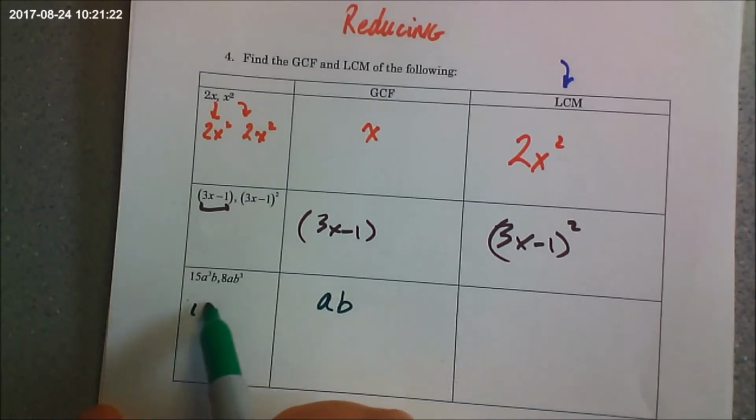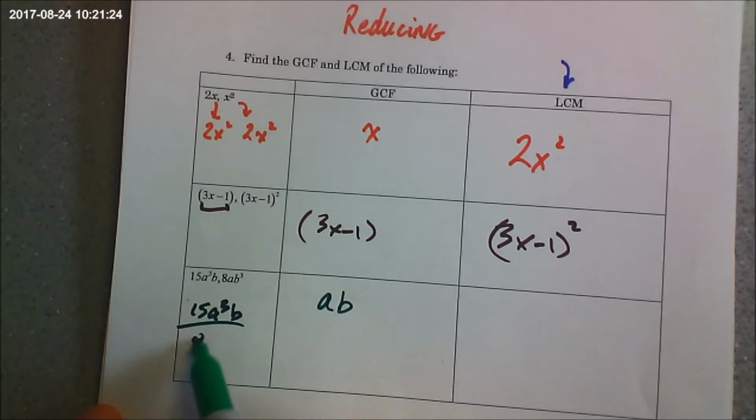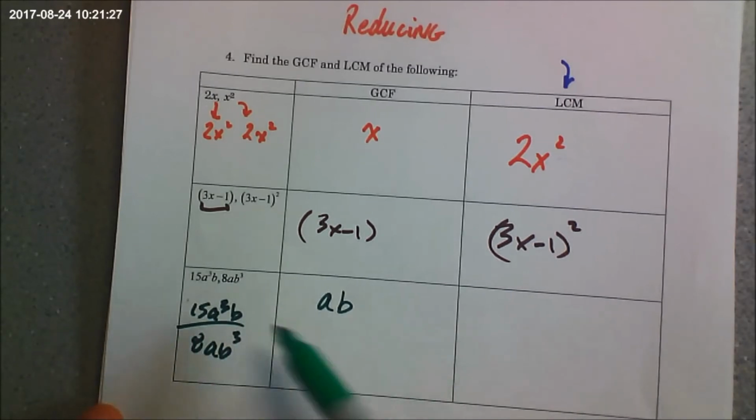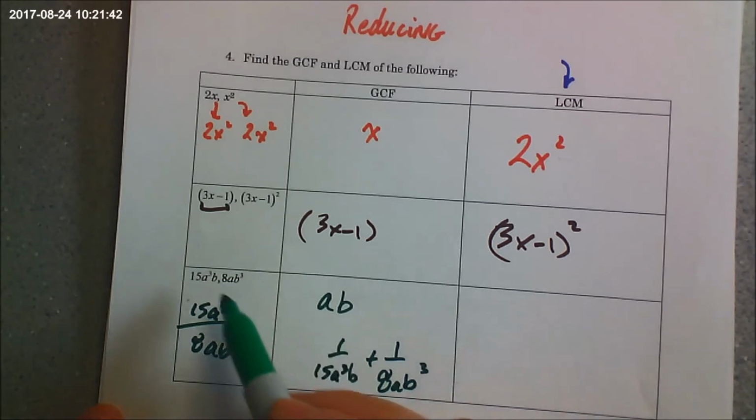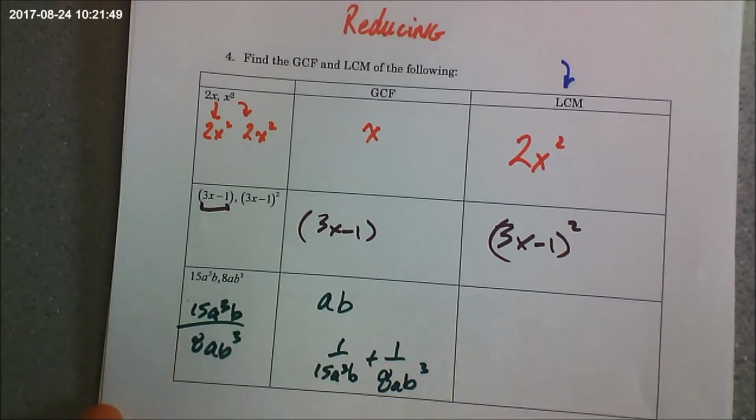In other words, if this was a fraction, what could you reduce it by? You could reduce it by AB. LCM says if it was fractions like this, what would be the lowest common denominator? That's what LCM is. So 40? No. The relative primes. They don't have a common factor, so that means their product. That's 120.